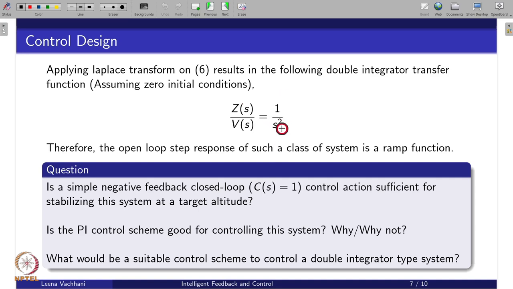Now, a double integrator needs to be designed with the help of the PD controller, because any PI controller will add more lag to the system, which will not be useful for us to design this controller. At the same time, a simple negative feedback control action should be just sufficient to satisfy this particular control objective. This becomes a regulation problem of making sure that this Z variable is following a set point here. So we have already said a suitable control scheme is a PD controller.